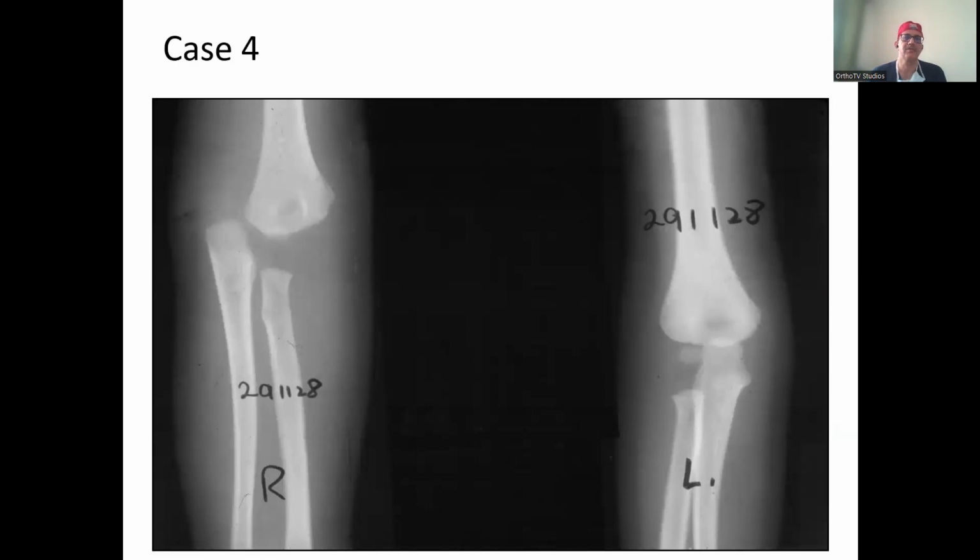The fourth case, this child was treated as an elbow dislocation. As you can see, both the radius and ulna are subluxed on the medial side. But what is the true diagnosis? The true diagnosis is a transphyseal separation. In very young children or neonates, a commonly mistaken diagnosis of elbow dislocation is made.